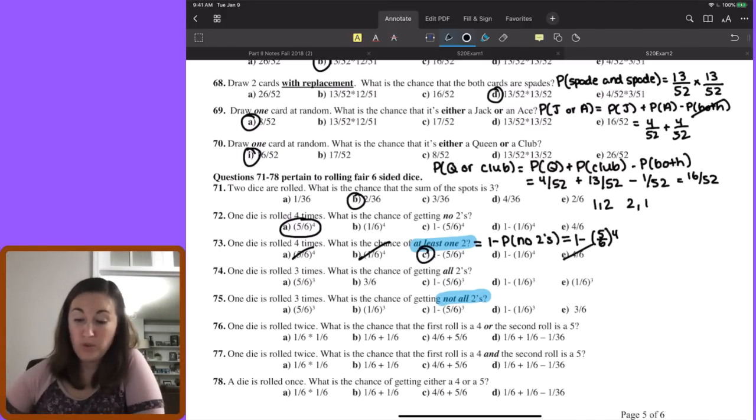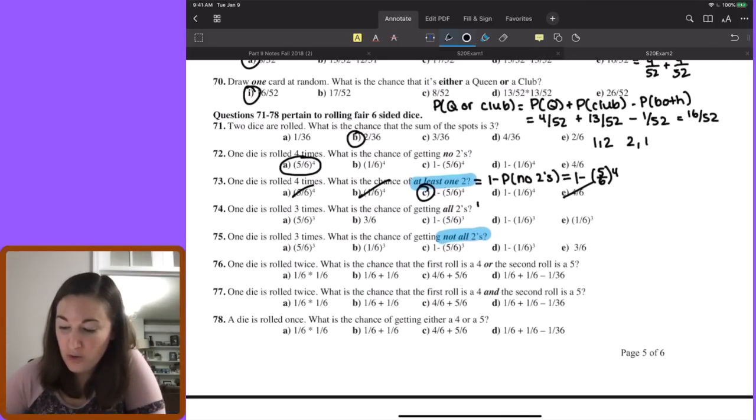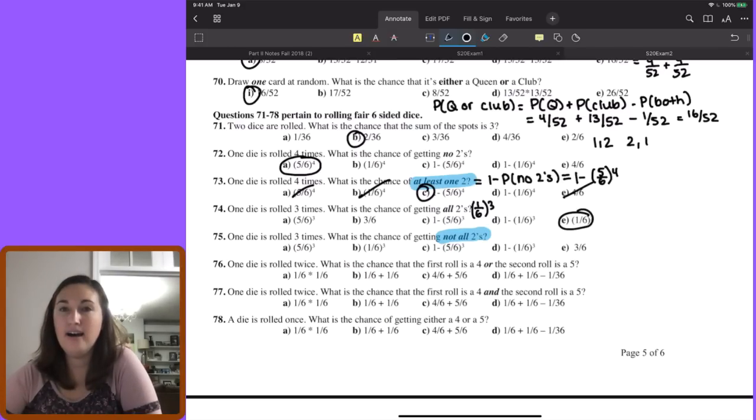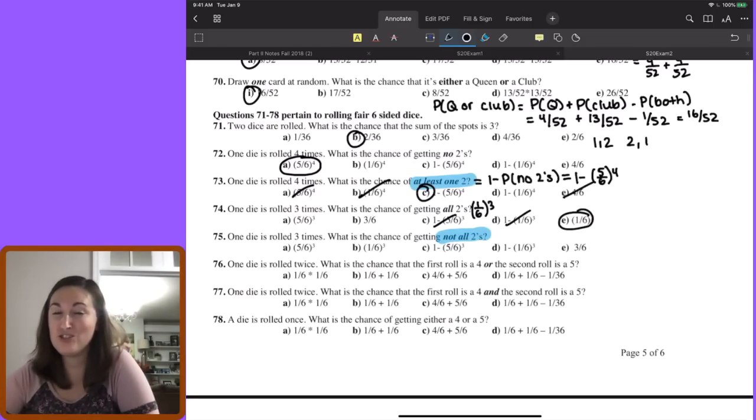74 says 1 die is rolled 3 times. What's the chance of getting all 2s? So the chance of getting a 2 on the first roll is 1/6, and we want to do that 3 times. Nice thing with the die is that the probability is always the same. There's no with or without replacement that you have to worry about. But here for all 2s, I would immediately get rid of the 1 minus because those are only for at least 1 and not all.